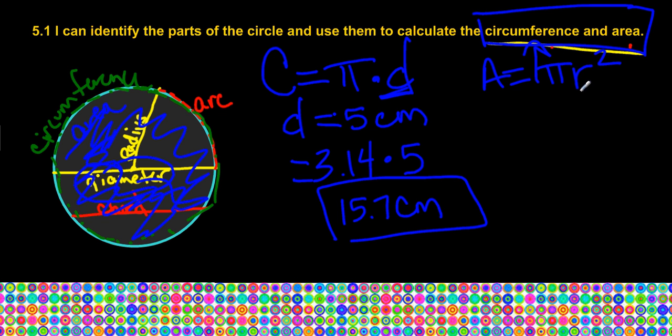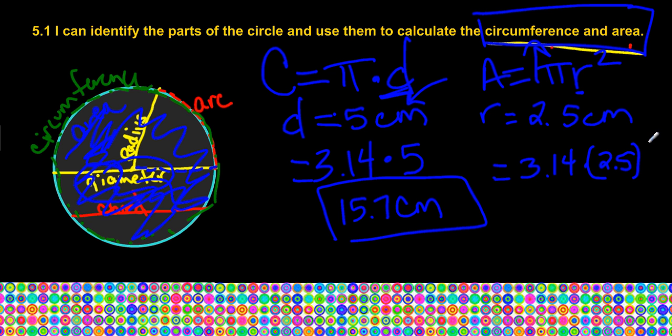If we have pi r squared, we look here, we need the radius. Well, if we knew that the diameter was 5 centimeters, that's going all the way across. What if we wanted to just go halfway? That would then give me my radius to be half of this amount, which is 2.5 centimeters. So now I'm going to fill that in. I'm going to change it to 3.14 times 2.5 squared. I've got to square my 2.5.